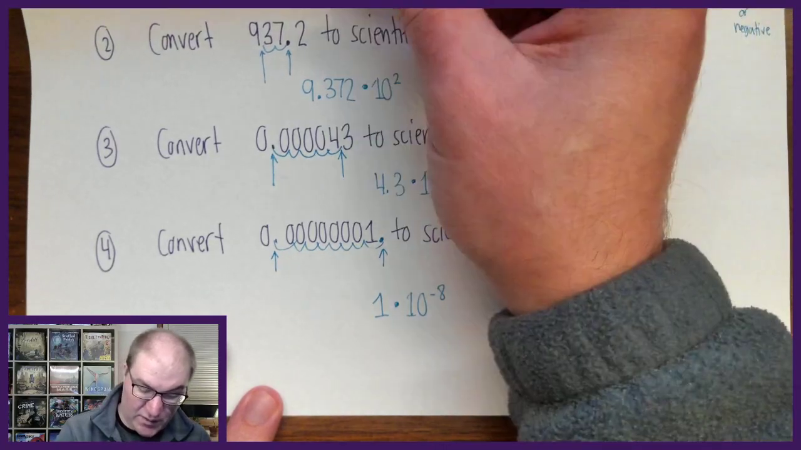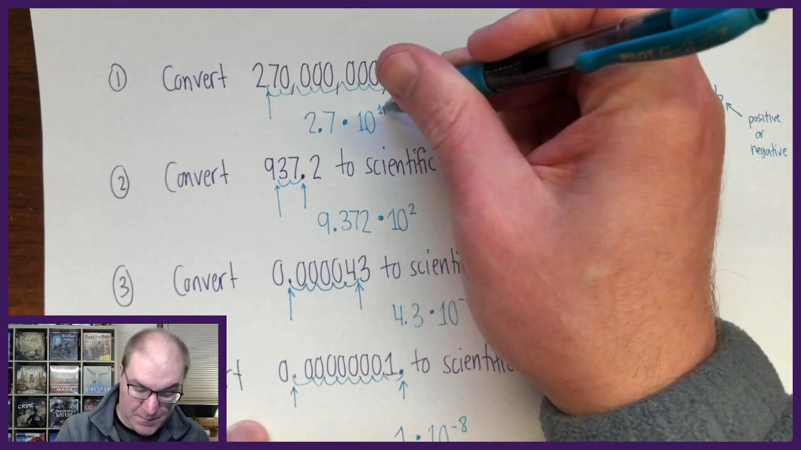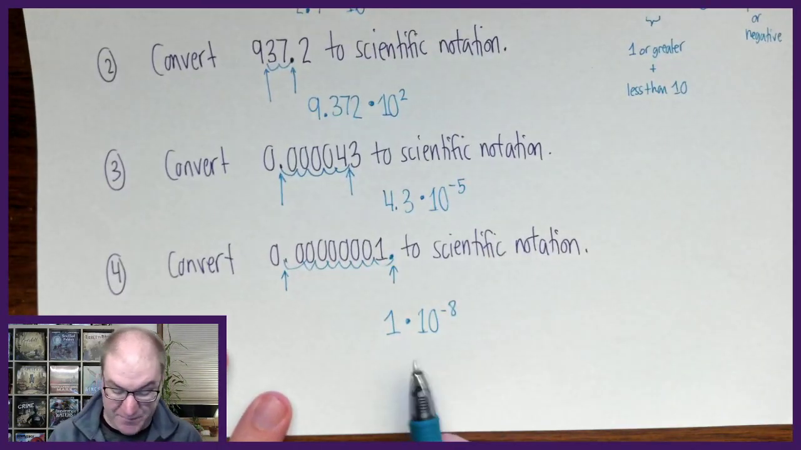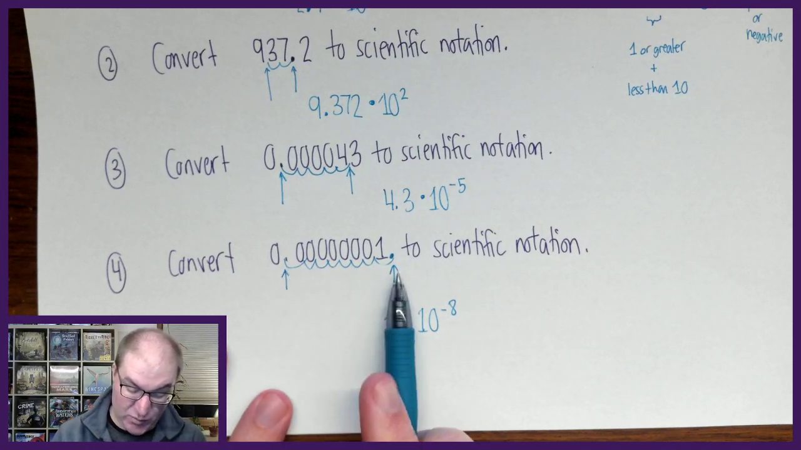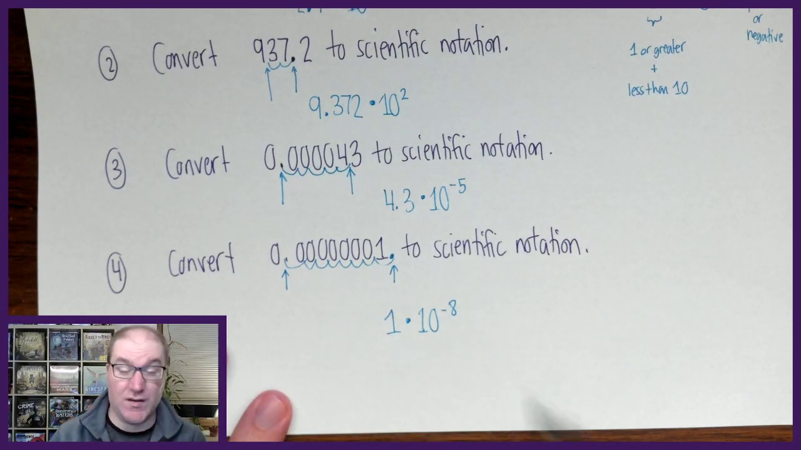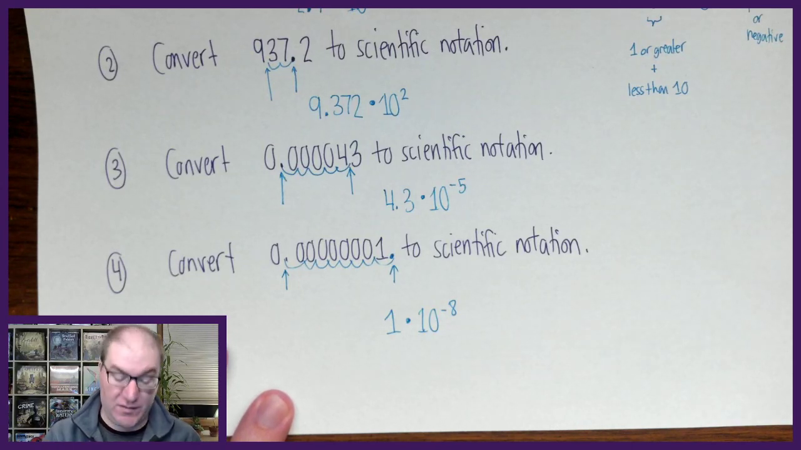Fix all my ones so they look proper. So 1 times 10 to the negative 8. It moved 8 places, and it moved to the right, and the number got bigger, so the exponent needed to get smaller. So that's how you convert numbers into scientific notation.